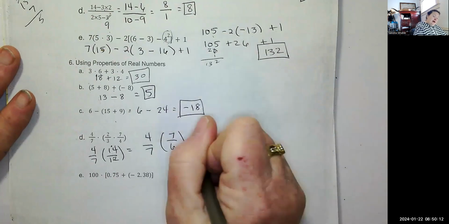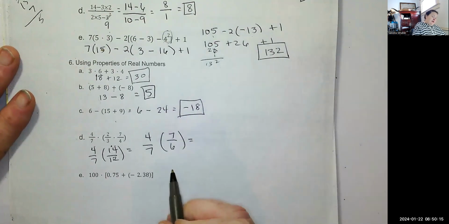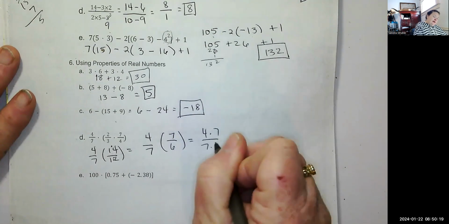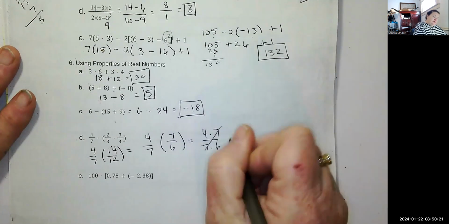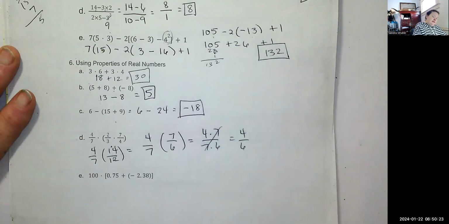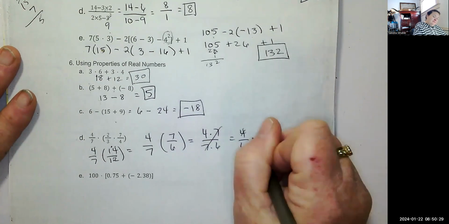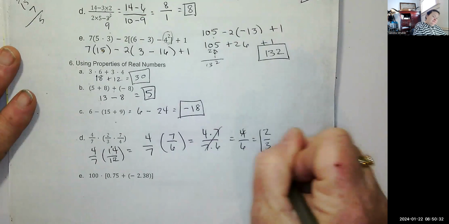Okay, now I'm going to multiply straight across. Oh, wait a minute. This is the same thing as 4 times 7 over 7 times 6. These reduce. So that leaves me with 4 over 6, which reduces even more by 2. 2 goes into 4 2 times, and 2 goes into 6 3 times.